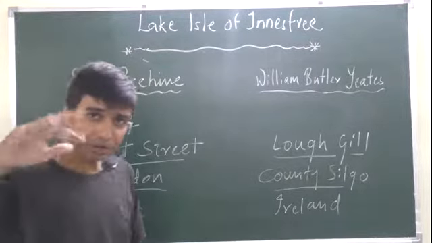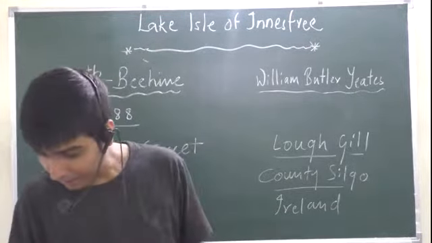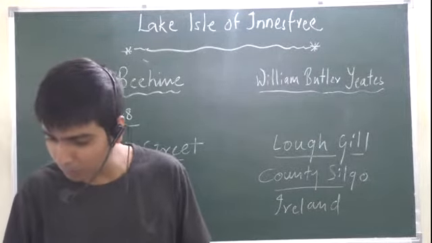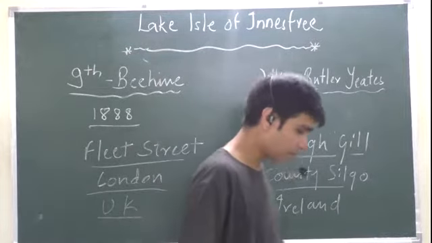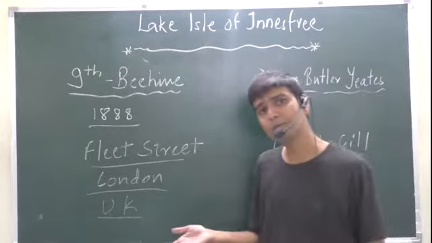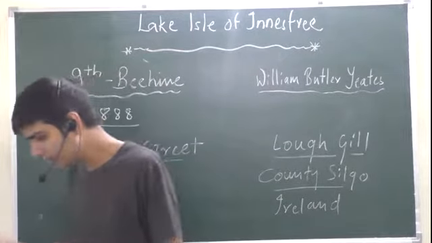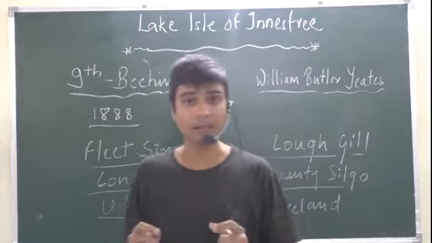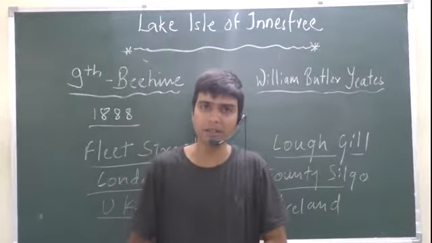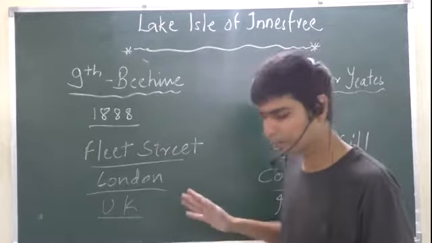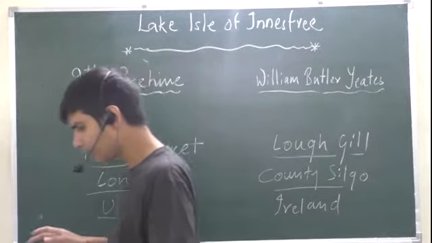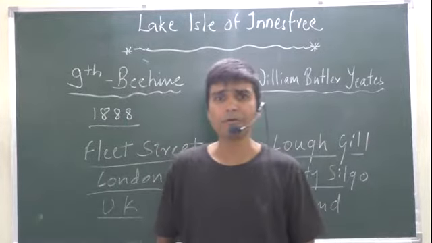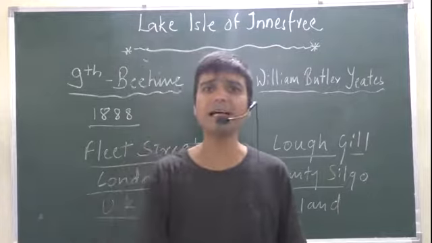Now, I'll explain the first two lines of the last quatrain, my friend. That is, I will arise and go now, for always night and day I hear lake water lapping with low sounds by the shore. There can be many explanations to this specific line, my friends, but the best explanation here is: I will arise and go now. That means he really wants to leave everything and go out there, for every night and day.